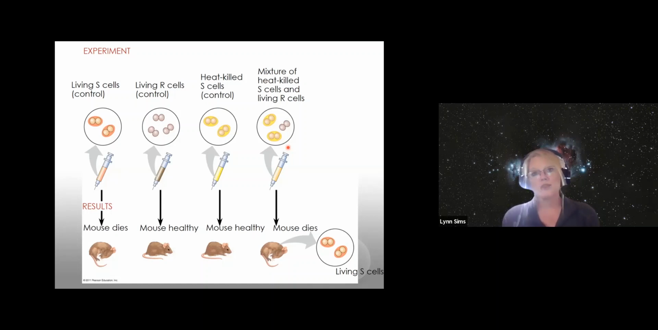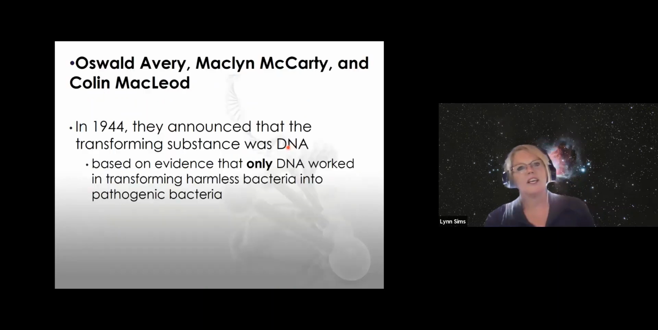Now, again, at this point, it wasn't determined whether it was DNA or protein that actually transformed it, but they're still the suspects, right? So either one of those could have been it at this point. Then we have Avery, McCarty, and McLeod. They announced that it was DNA, and this is based on some evidence that really isn't described much in your textbook, but they described evidence that only DNA worked in transforming the bacteria from the harmless R strain to the pathogenic S strain.